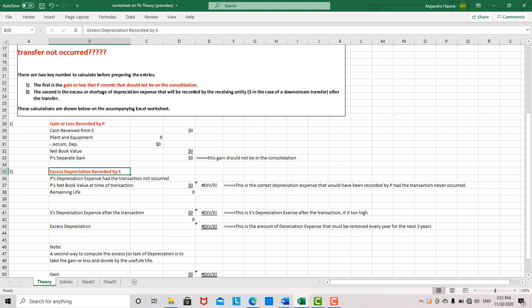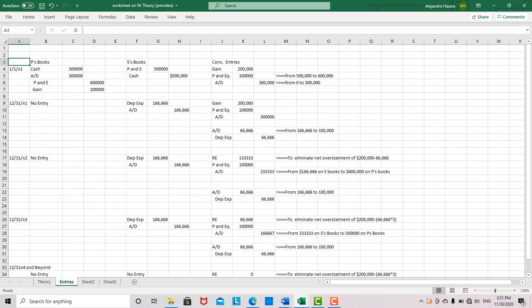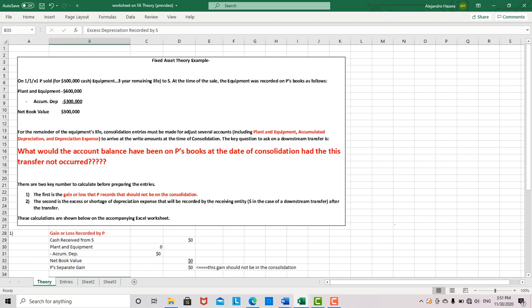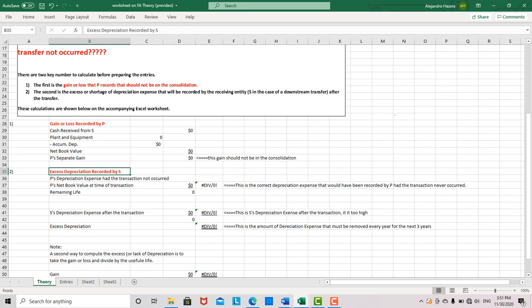That means the depreciation would not have been what it would have been on P's books had this never occurred. Okay, so let's go through both these calculations, and then I'll stop there. These calculations will serve as the basis for the entries we'll be making. So let's start with the first one.